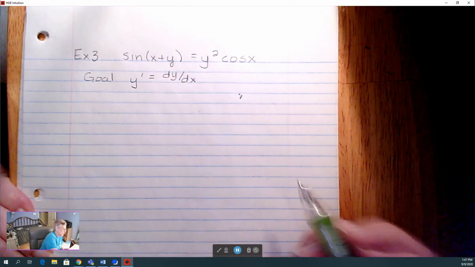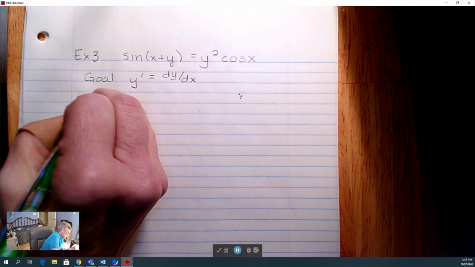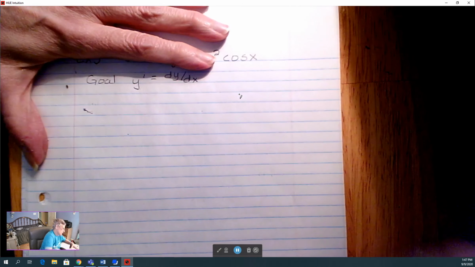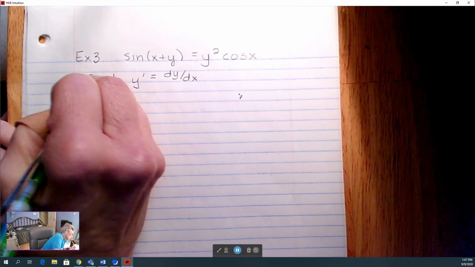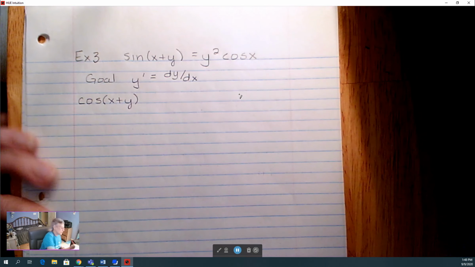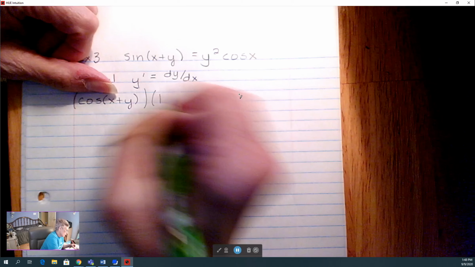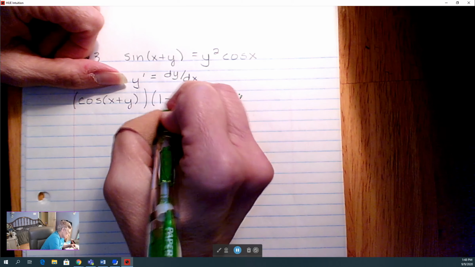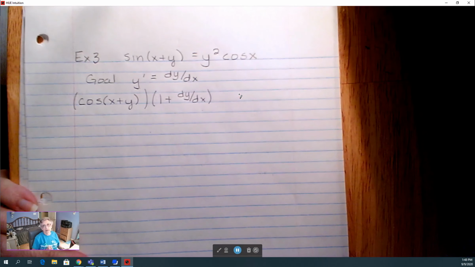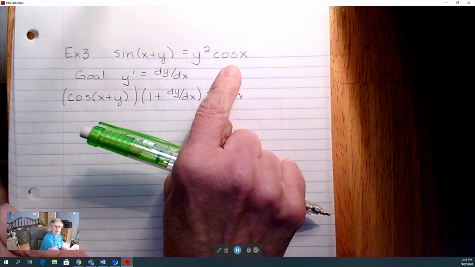I don't care which notation you use. So let's start by differentiating the left-hand side with respect to x. So we have sine of... derivative of sine isn't sine. Derivative of sine is cosine, times the derivative of the inside function. And the derivative of x with respect to x is 1 plus the derivative of y with respect to x.